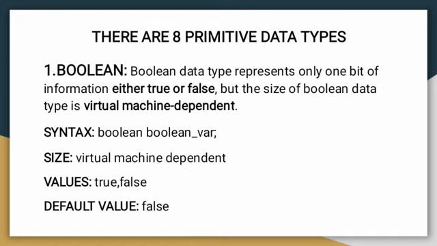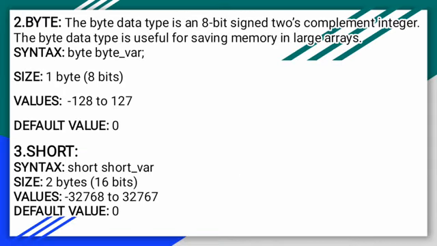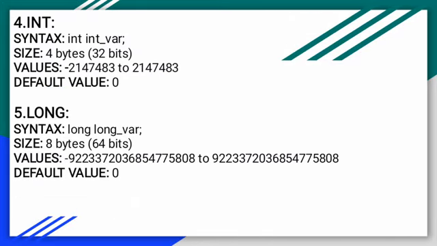So, Boolean. Its size depends on the virtual machine. It takes values true or false. Default value is false. This is a small example to explain Boolean data type. Byte data type. Its size is 1 byte, that is 8 bits. Its default value is 0. Short data type. Its size is 2 bytes, that is 16 bits. Default value is 0.